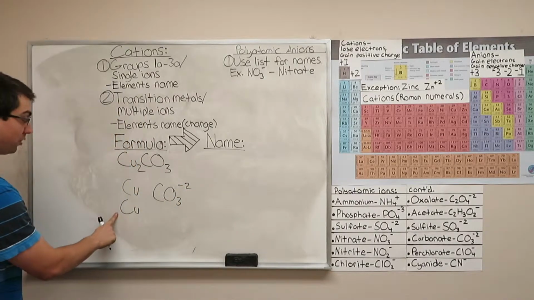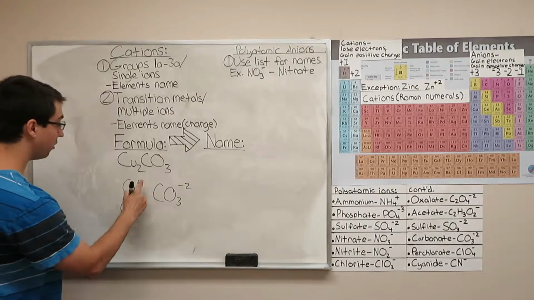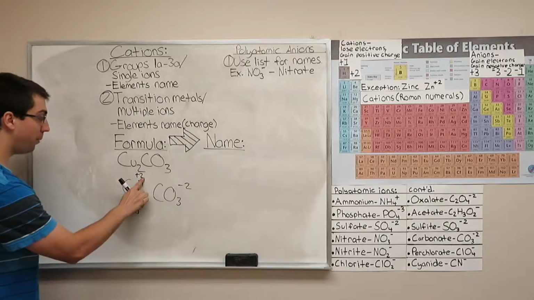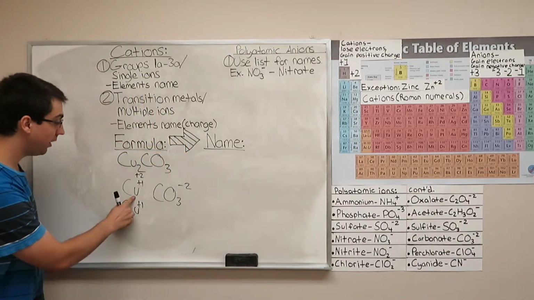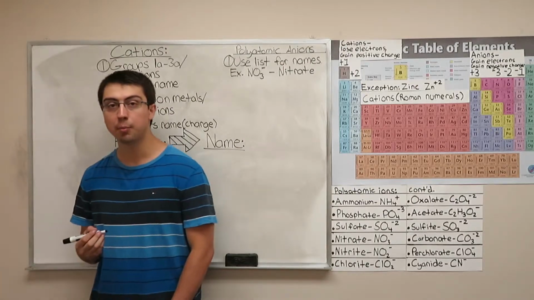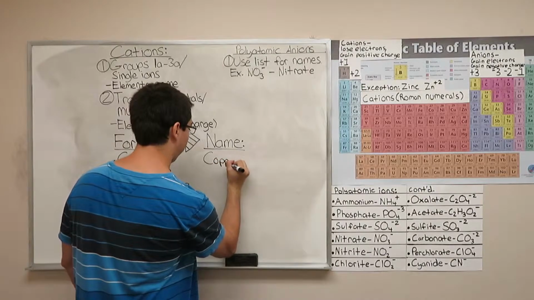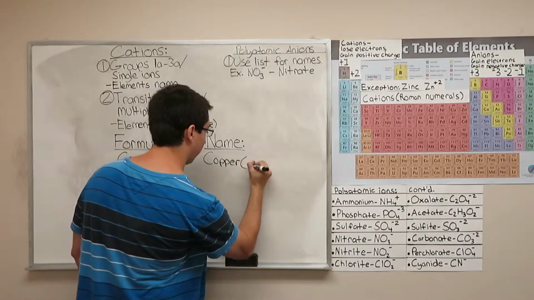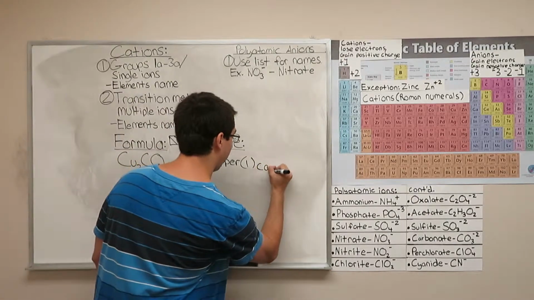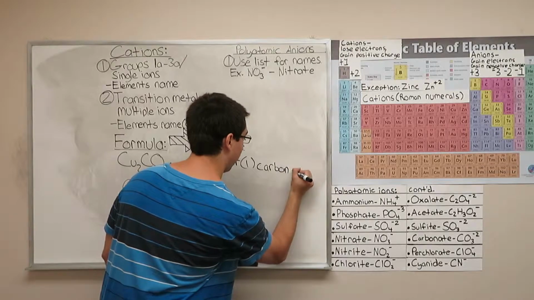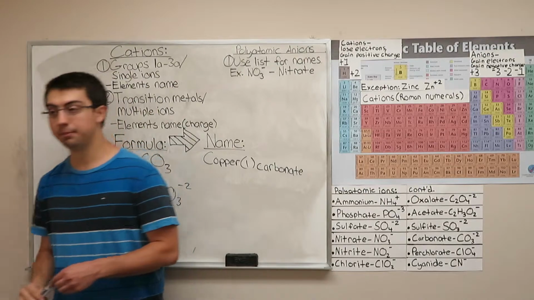We want these 2 coppers to balance out with this carbonate. If each copper carried a +1 charge, the +1 plus 1 is +2. The +2 and -2 charges do balance each other out. And since each copper carries a +1 charge, we're going to name it copper(I). And we have CO3, that's carbonate. And the name is copper(I) carbonate.